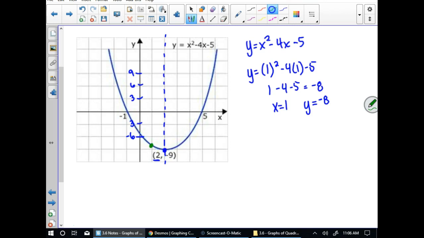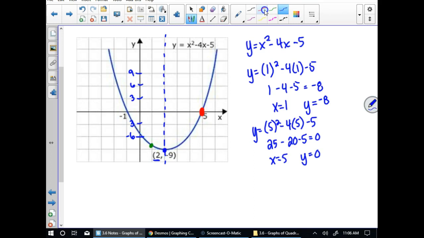All right. Let's say plug in 5. y equals 5 squared minus 4 times 5 minus 5. That gives me 25 minus 20 minus 5, which gives me 0. So that tells me when x equals 5, y equals 0. Look right here, (5, 0). It's a point on the graph, right? So anytime that you have an x-coordinate, if you plug it into the equation, it gives you the y-coordinate that goes with it.